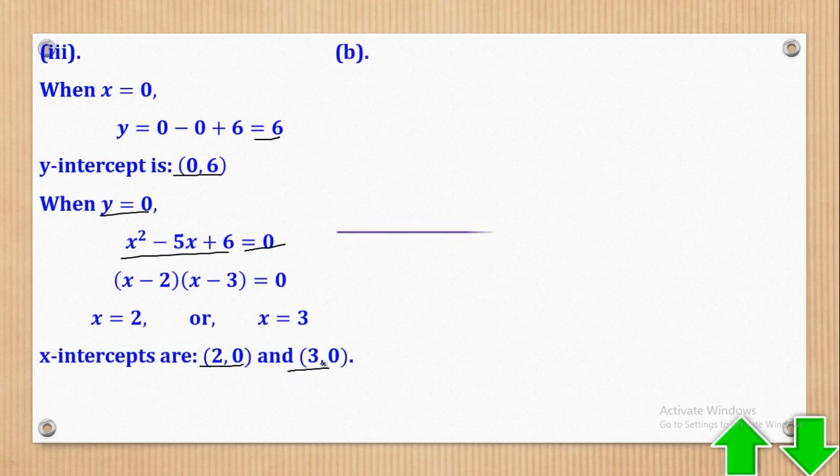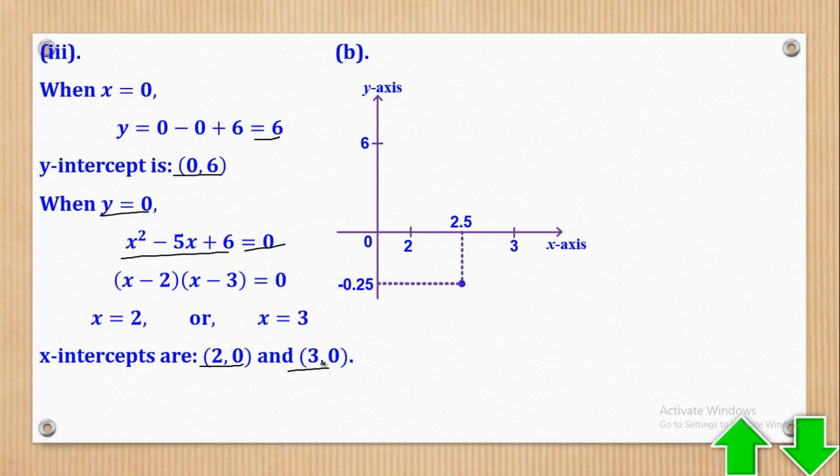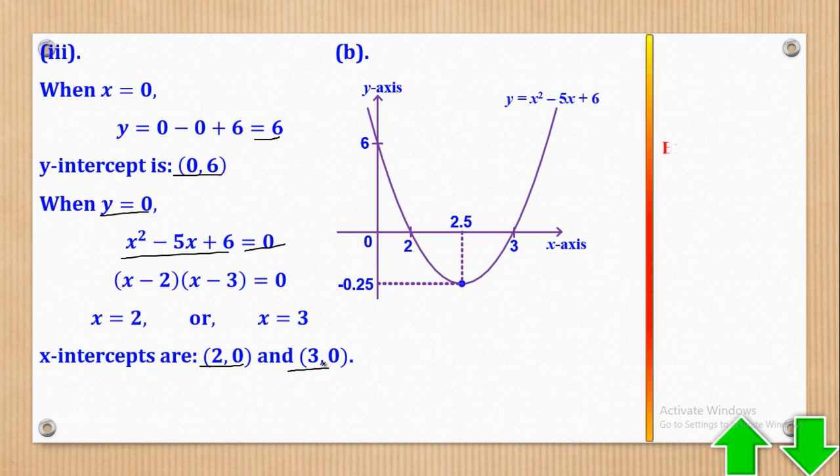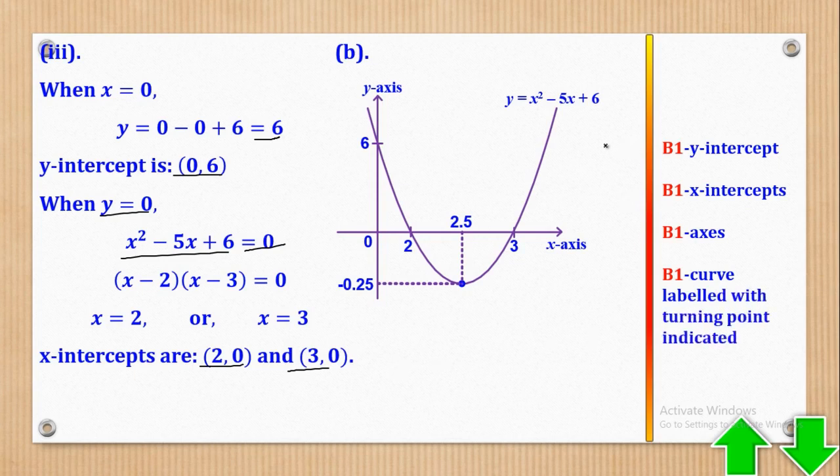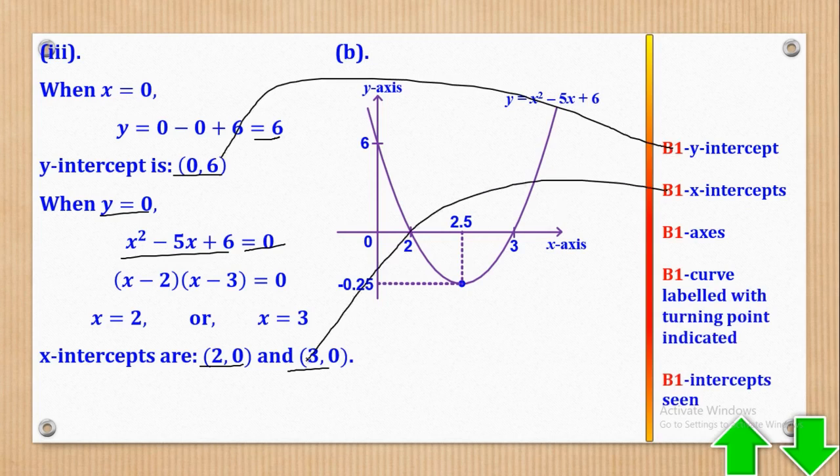So part B, they wanted you to sketch the curve. So you have to draw the axes and label them. Next, locate the intercepts. Then also the turning point, and the shape has a minimum. Then you also label the curve. So basically that's what they wanted. Then next was the area. So before we go to the area, let's see how much can be awarded. B1 is for the y-intercept, B1 for the x-intercepts, B1 for the axes, B1 for the curve well labeled, and B1 for the intercept seen.